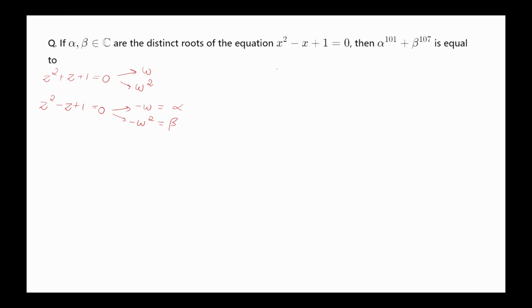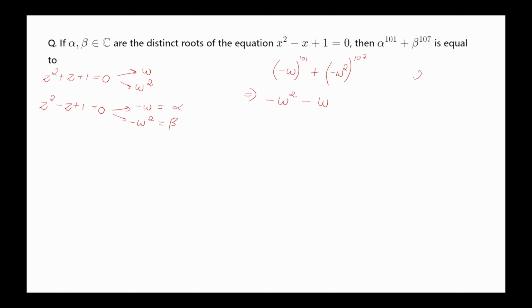So now I need to find out the value of alpha to the power 101 plus beta to the power 107. So this is minus omega to the power 101 plus minus omega square to the power 107. So from here what do we get? This would become minus, this would simply become omega square plus, sorry, here also I would have a minus, this would become omega. This simply transforms into 214. And what is 214?